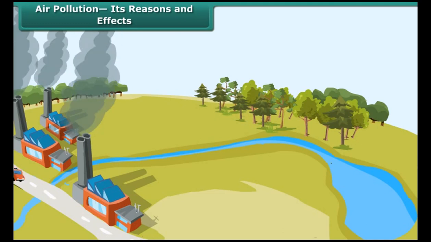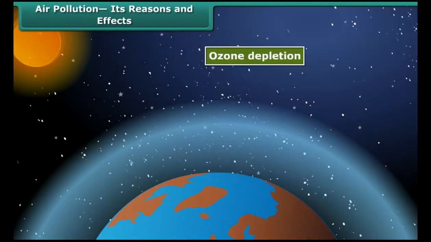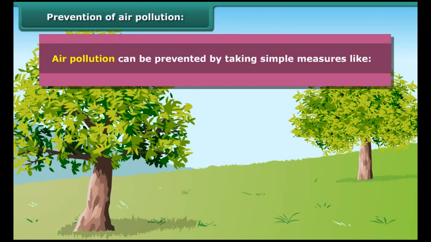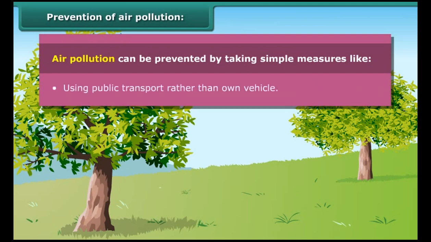Mainly, air pollutants are the gases discharged from industry and motor vehicles. Air pollution also creates global problems such as ozone depletion by gases like chlorofluorocarbon and global warming by carbon dioxide.